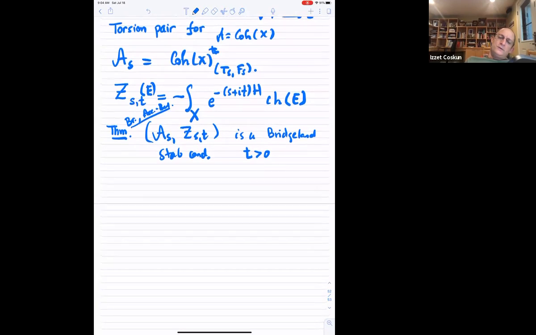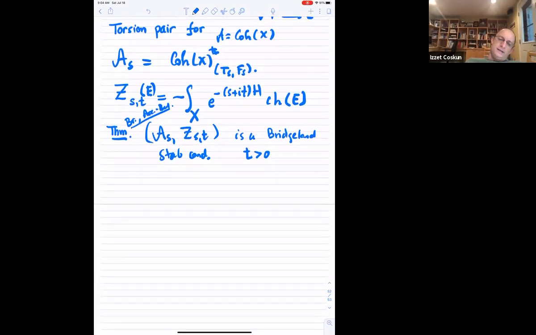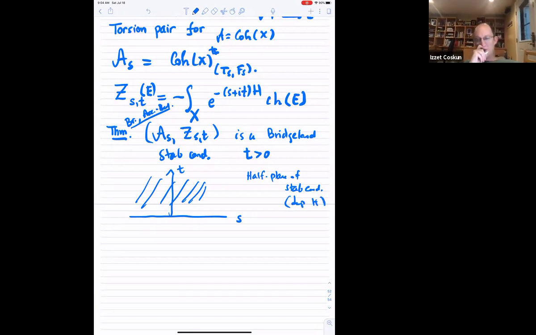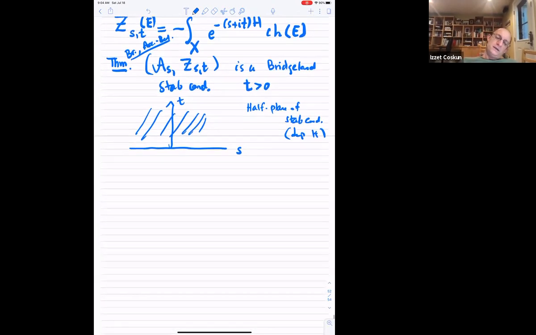In particular, you see what this does, right? Once I fix my ample H, then I get a half plane of stability conditions. Let me write S, here is my S, and here is my T. You see, you get a half plane of stability conditions. And depending on this H, as you vary the ample, of course, you get more. But this sort of reflects one of the main theorems of Bridgeland.